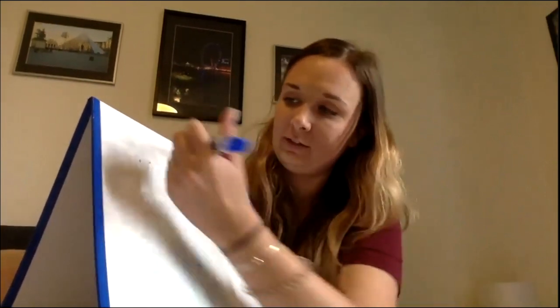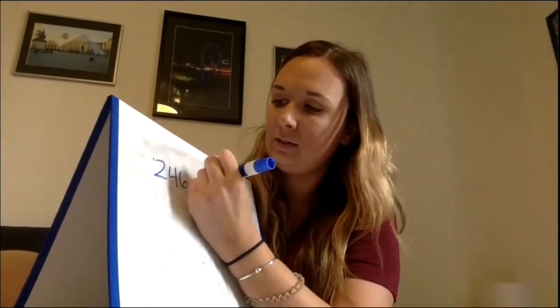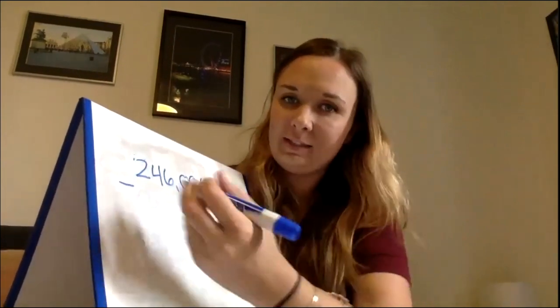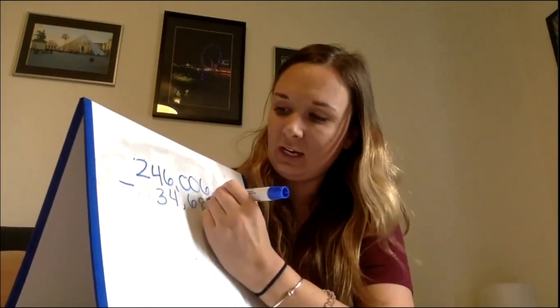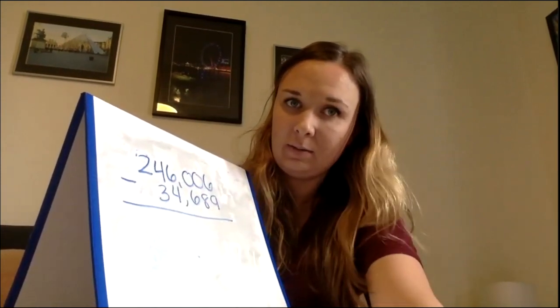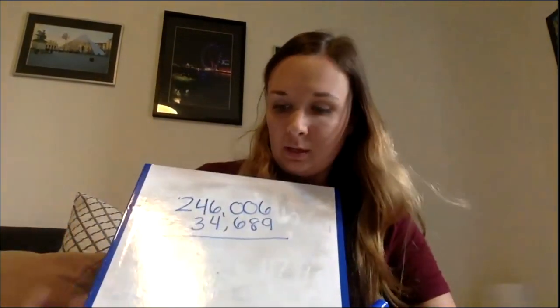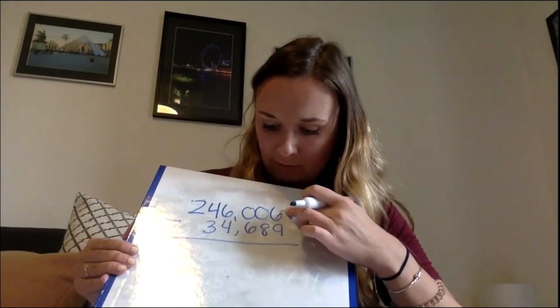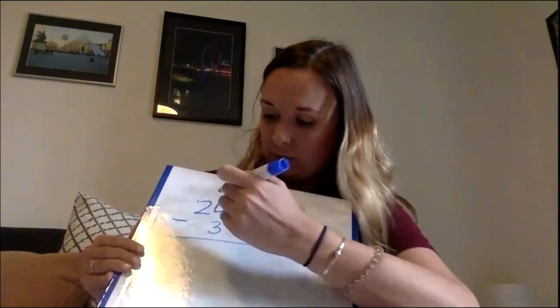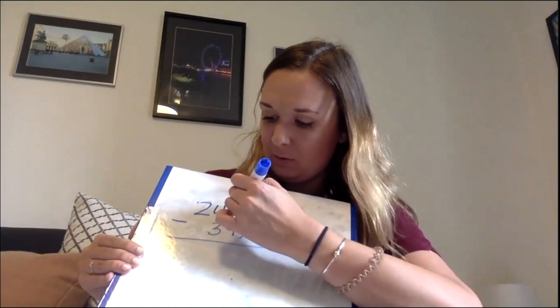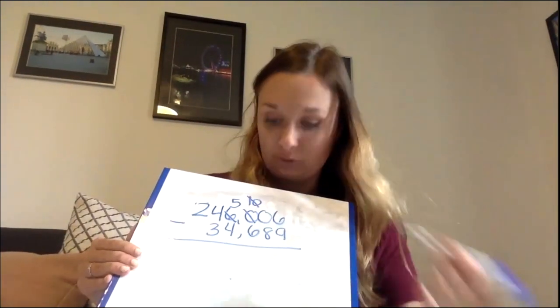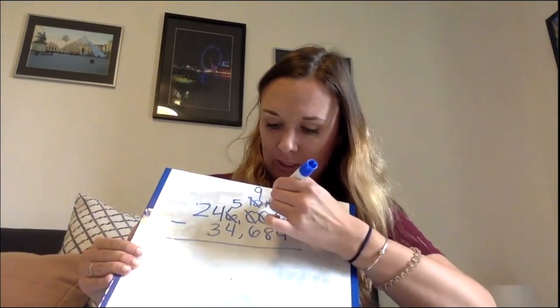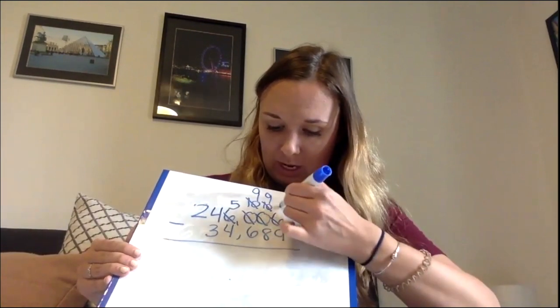My second spiral review problem was 246,006 minus 34,689. When I start in the ones place, I see I'm not ready in the ones. I can't get any from the tens or the hundreds, so I have to go all the way to the thousands. I'm going to take one of my thousands, unbundle it to get 10 hundreds, but I need to borrow from the hundreds to get some tens, get 10 tens, borrow from it to get some ones, and now I have 16 ones.